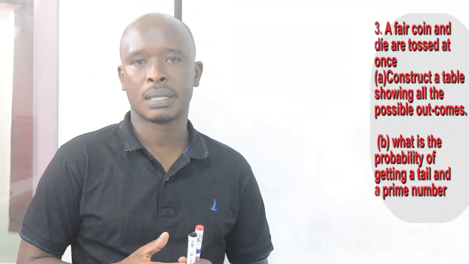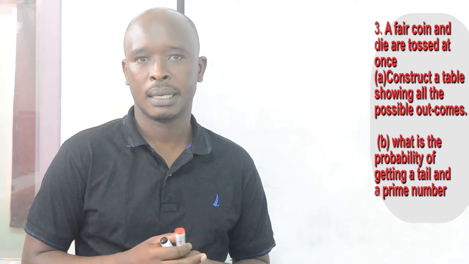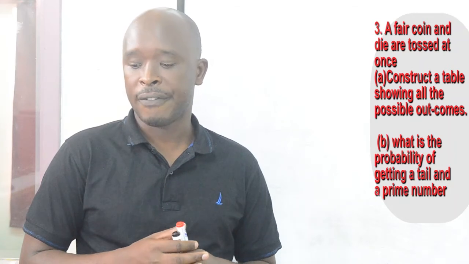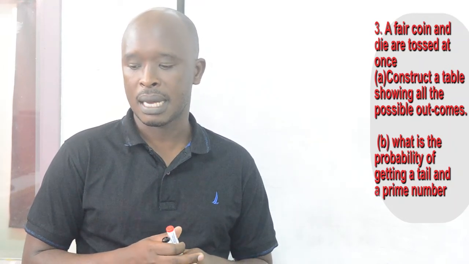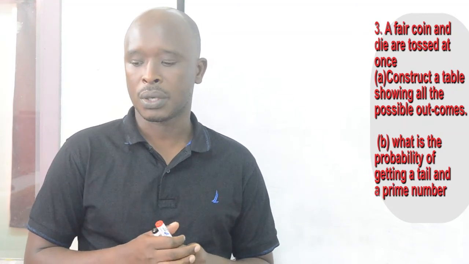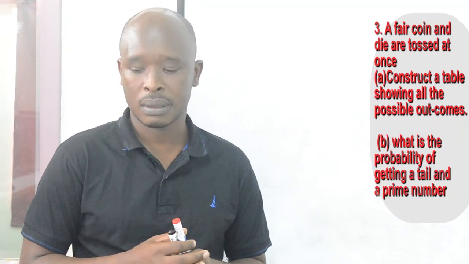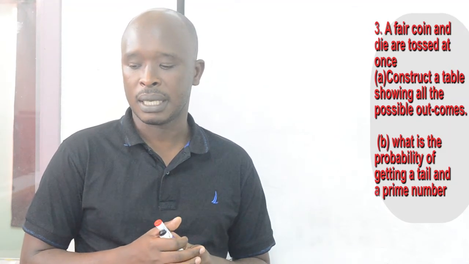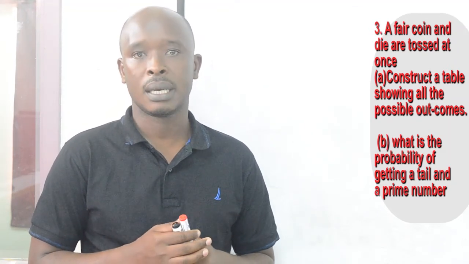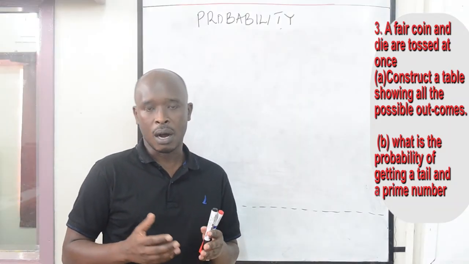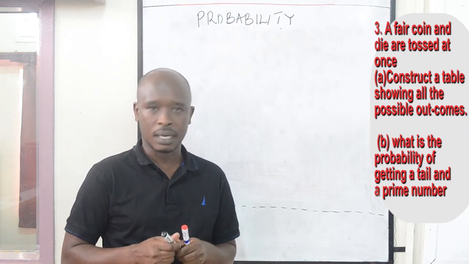Let's look at another scenario where we toss a coin and a die. The example is: a fair coin and die are tossed at once. Part A, construct a table showing all the possible outcomes. Part B, what is the probability of getting a tail and a prime number? So let us see how our possible outcome is going to look.